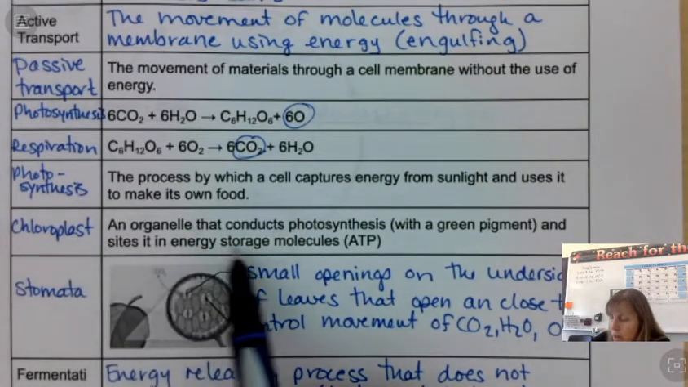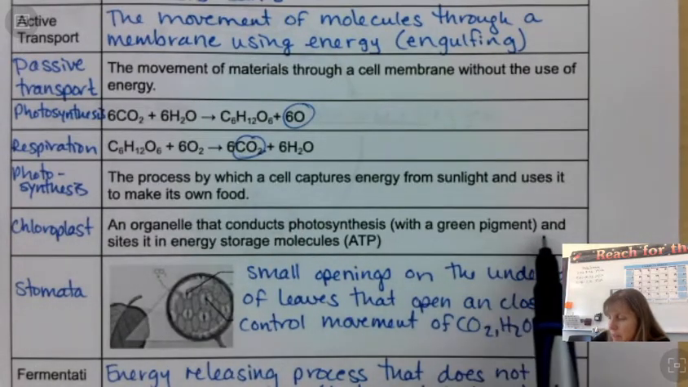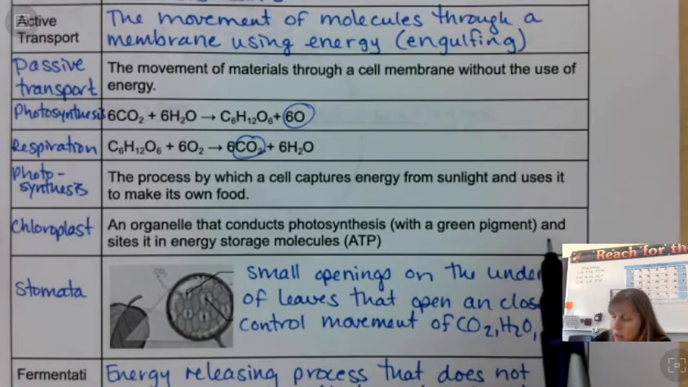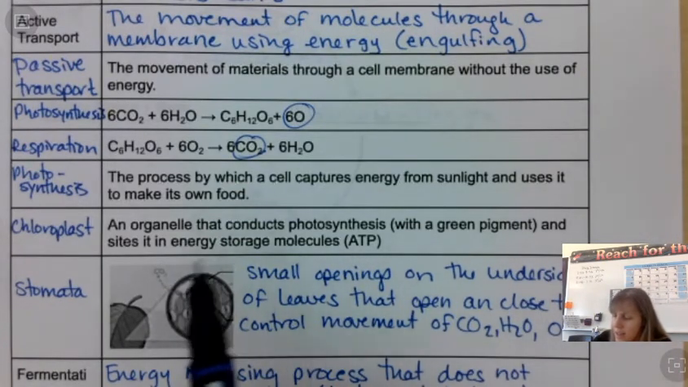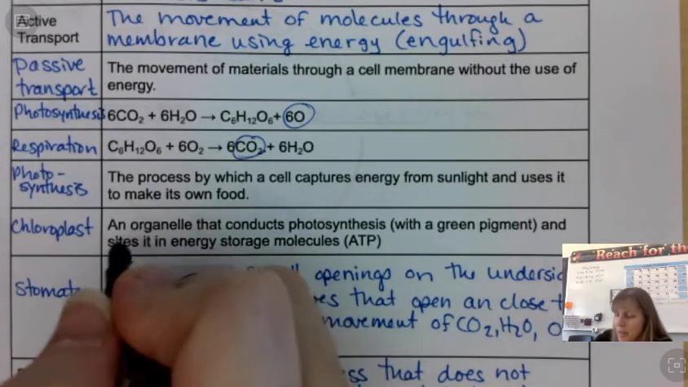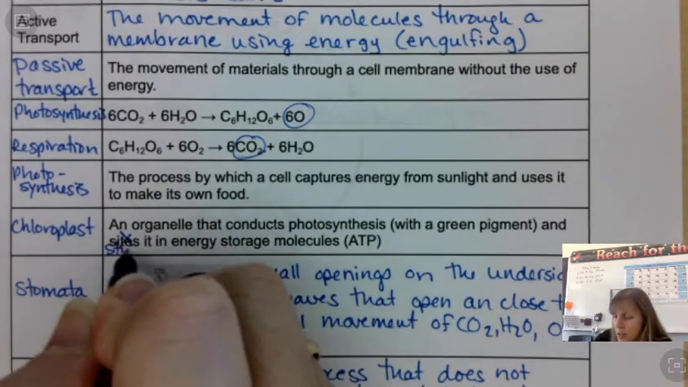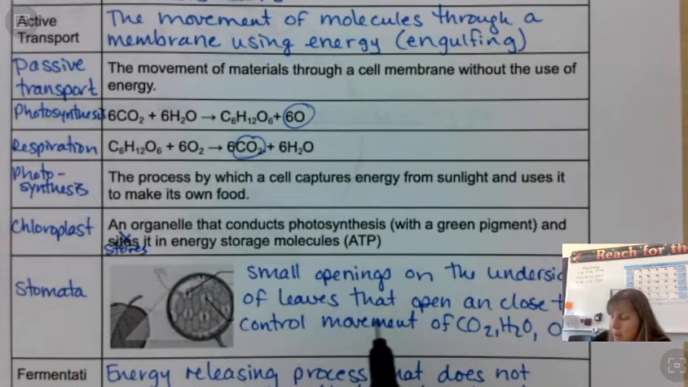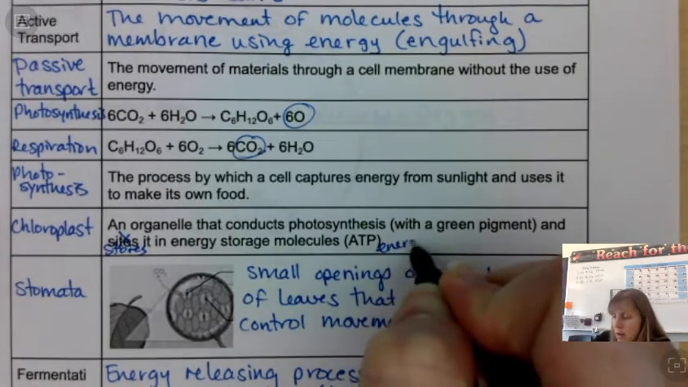Chloroplast is an organelle that conducts photosynthesis with a green pigment and stores it in energy storage molecules called ATP. Should say stores, sorry. In an energy storage. So ATP is energy, remember, energy.